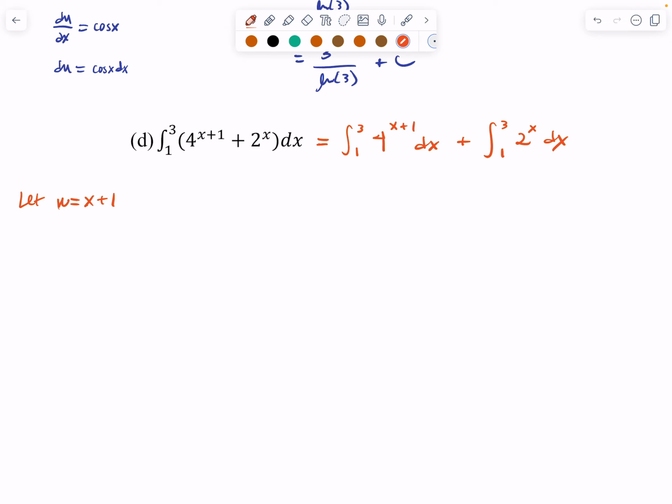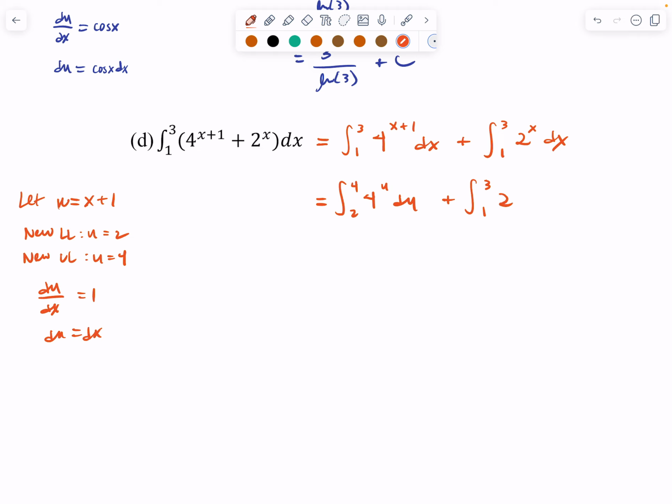So my new, in just that first integral, the new lower limit would then be 2, right? 1 plus 1 is 2. The new upper limit would be 4, okay? Du over dx is 1, so du equals dx. So then rewriting this as the integral from 2 to 4 of 4 to the u du. And then this is still the integral from 1 to 3, 2 to the x dx. Okay.